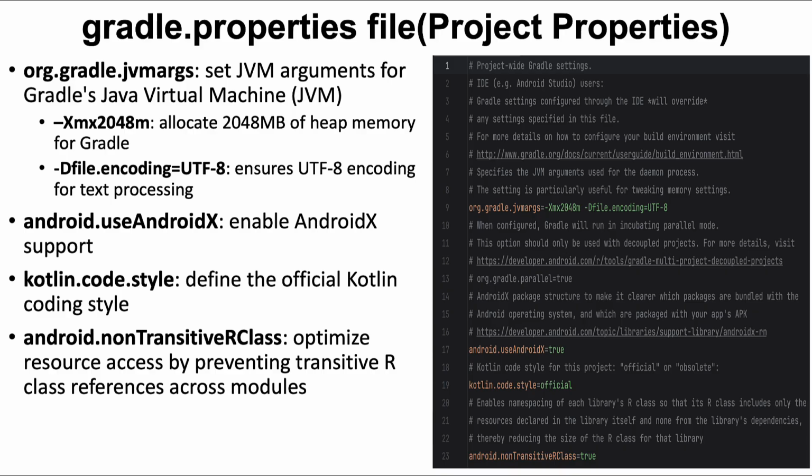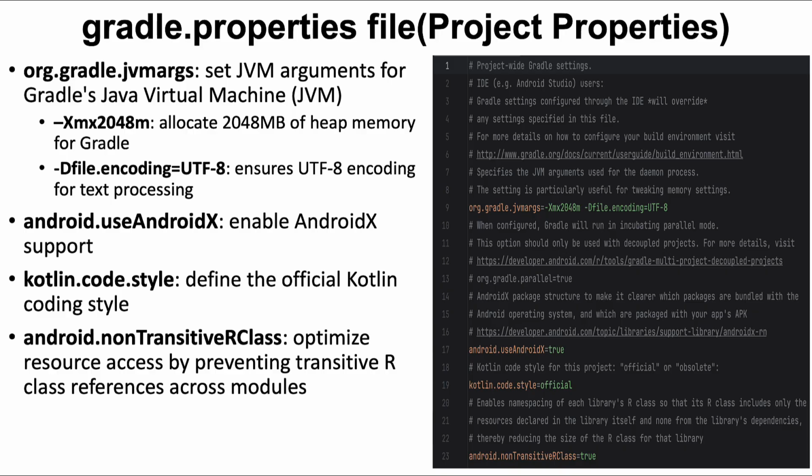Next, the android.nonTransitiveRClass property in the gradle.properties file is used to optimize resource access by preventing transitive R class references across modules. This helps reduce build times and improves modularization in multi-module Android projects. When enabled, each module can only access its own resources. It prevents cross-module resource lookups, leading to faster builds.